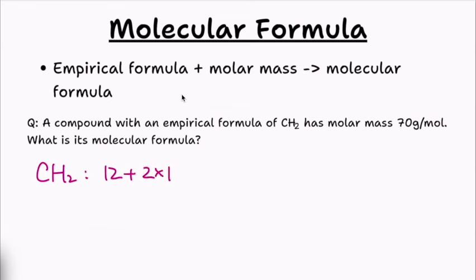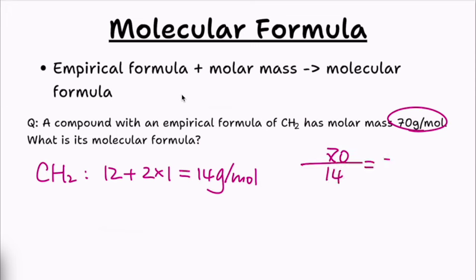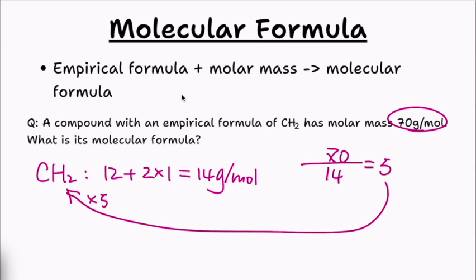12 plus 2 times 1, which is 14 grams per mole. And then I'm going to divide the molar mass of the molecular formula by the molar mass of the empirical formula. 70 divided by 14, which is 5. So 5 will be the formula units. I'm going to multiply this 5 by the empirical formula. So for the molecular formula, I will get C5H10. So this is the molecular formula.